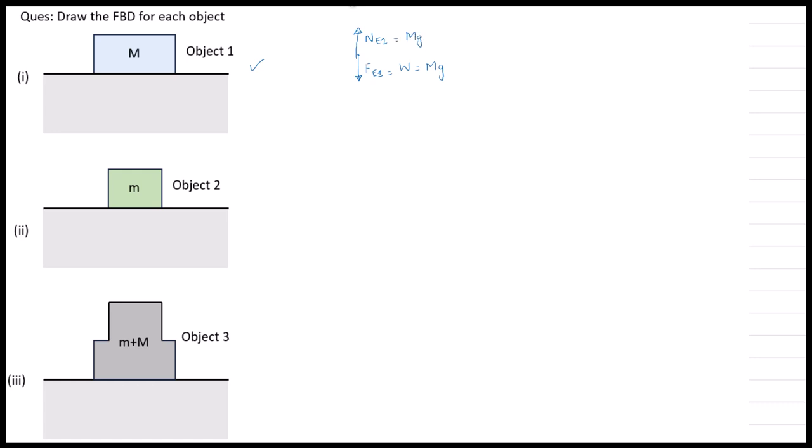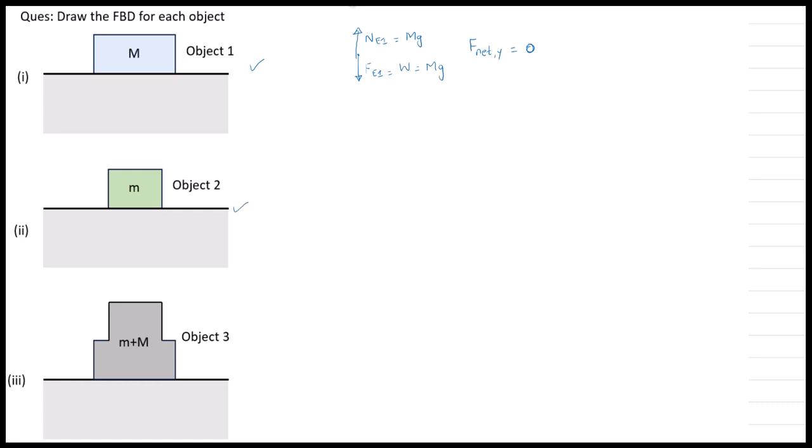So what's the net force? The net force in the y direction on the object 1 will be 0, because we have two equal and opposite forces acting on the object. So that's for figure number 1. Now let's focus on figure number 2.